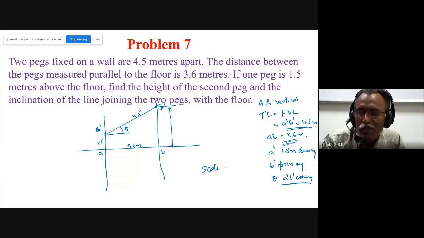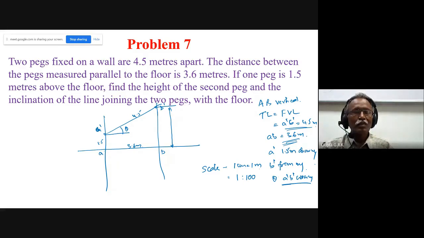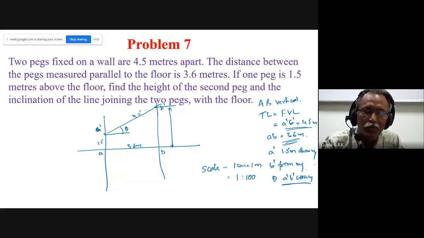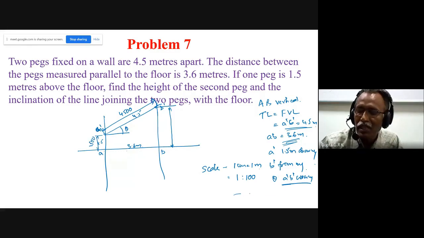1 centimeter equal to 1 meter. Or in ratio, 1 is to 100. 1 centimeter equal to 100 centimeters. So I write like this, and I have to say 3.6 centimeters, 4.5 centimeters like that. But when we show this, I have to show 4,500, 1,500, because here I write everything, all dimensions in mm. I have to show like that.